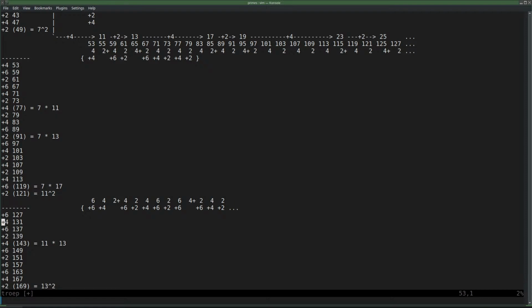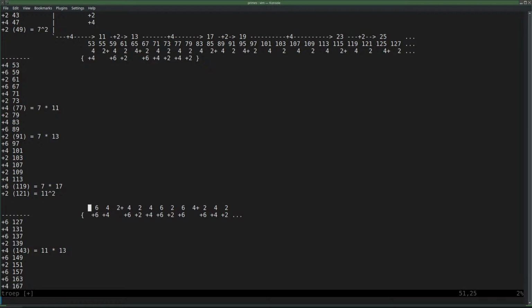Well, actually, it's pretty simple because I have here the match plus 4 equals 131. So, no guessing needed. But spaces are needed. Let's put a few spaces here.